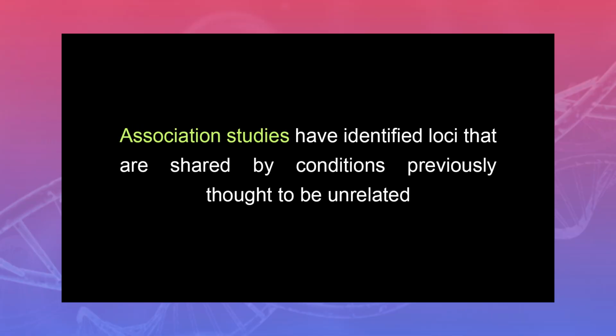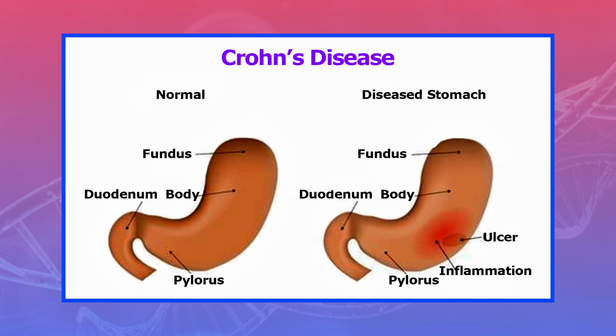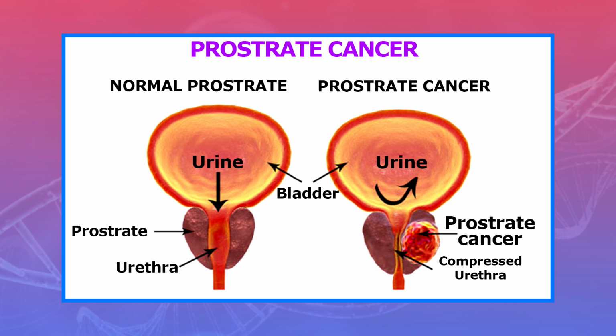Similarly, association studies have identified loci that are shared by conditions previously thought to be unrelated. The possibility of common etiologic pathways in such disparate conditions or traits, such as type 2 diabetes and invasive melanoma, Crohn's disease and Parkinson's disease, or prostate cancer and height, raises intriguing questions about the pathophysiology of these seemingly unrelated conditions. Also, about the potential for using drugs that are effective in the treatment of one condition for the treatment of the other.